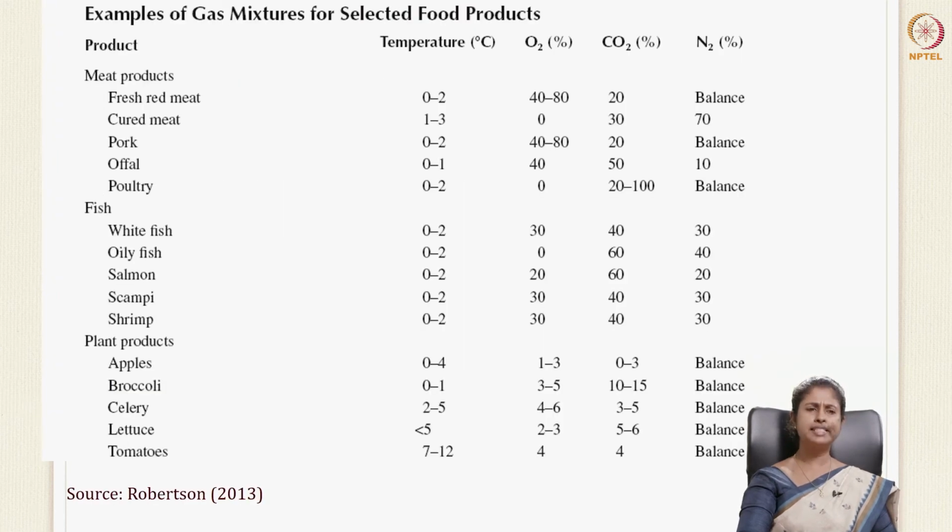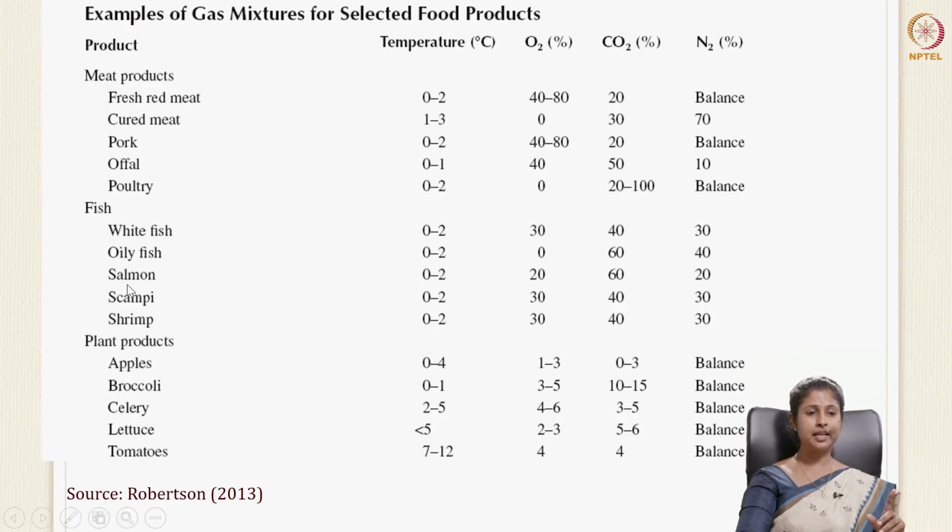This is a very important slide. It shows you the gas mixtures that have been used for different products. For example, if you look at this, in meat products, they do add a certain amount of oxygen because this helps to maintain the red color in meat, the oxymyoglobin. If you completely remove the oxygen, you'll have a brown colored meat, which is not favorable.